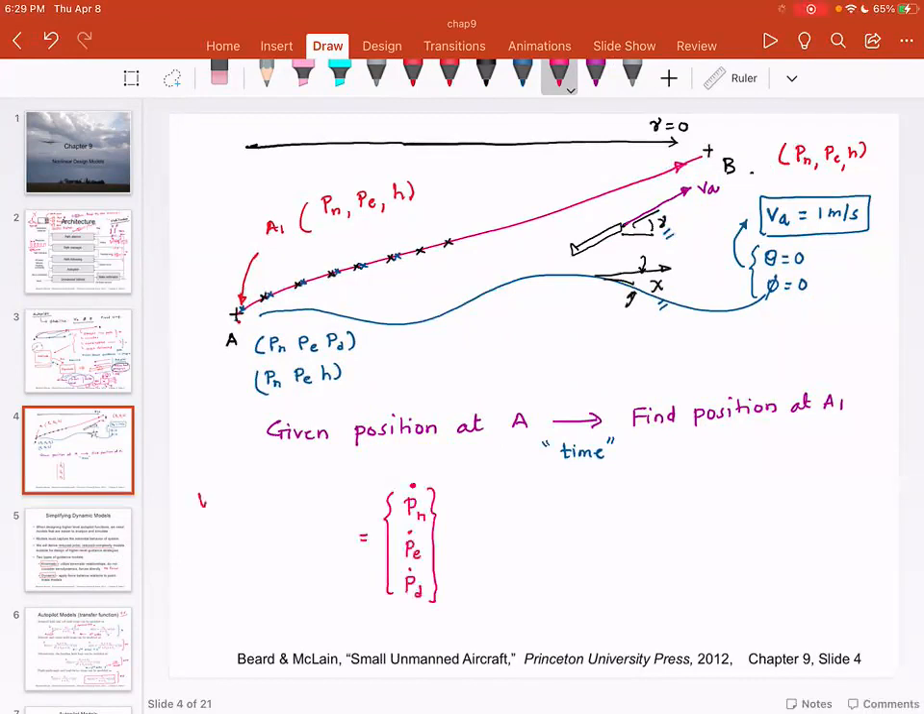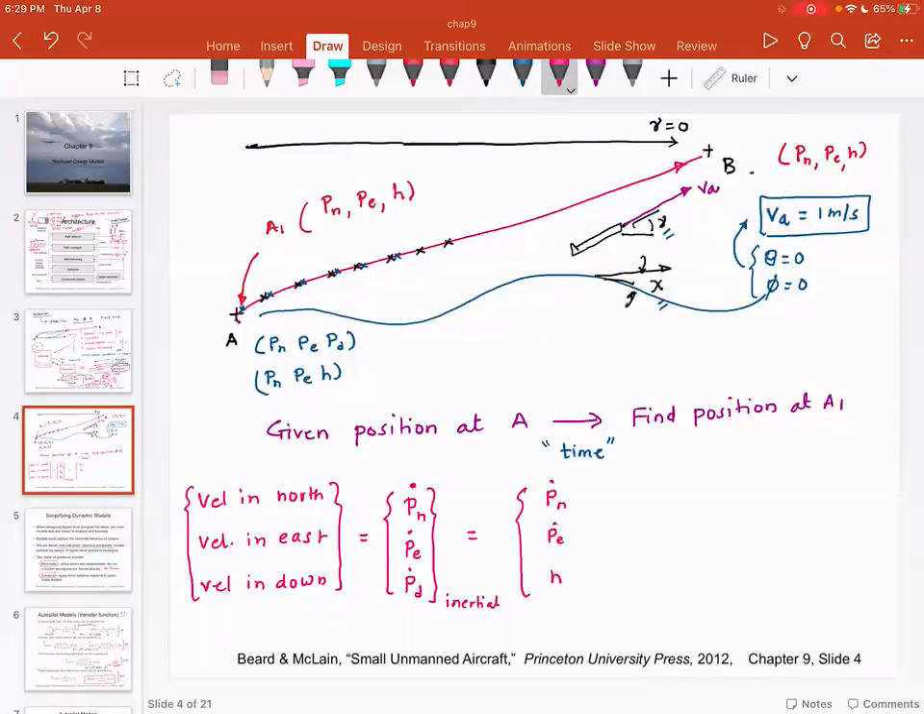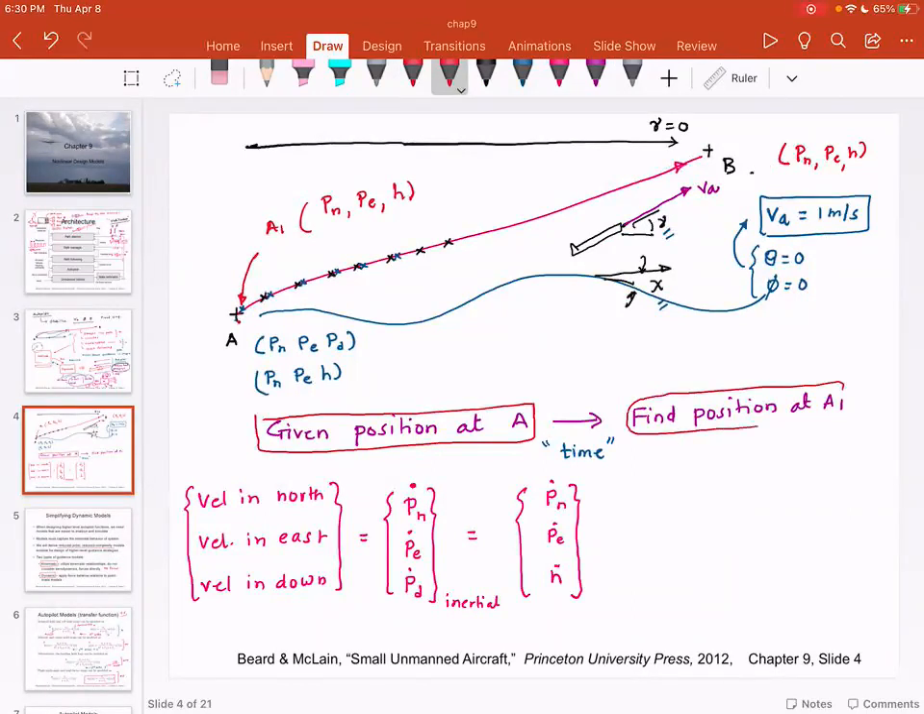So I need to write this down. This is velocity in north direction, and this is all inertial, okay? Velocity in east direction and velocity in down direction. In other words, this expression can be written as PN dot, PE dot, and H dot. Recollect, the basic problem is we start with the given position at A, so PN, PE, and H at A are known. If I know the velocity PN dot, PE dot, H dot, then I can find the corresponding position at A1. It is as simple as velocity multiplied by time plus initial position gives the final position.